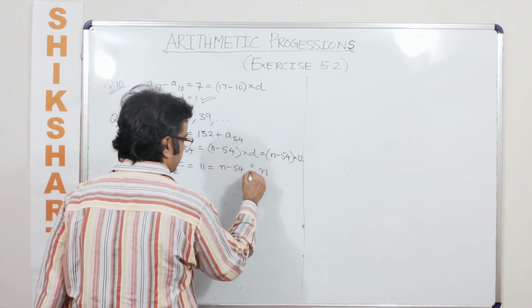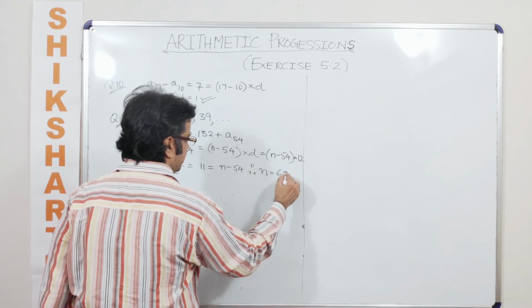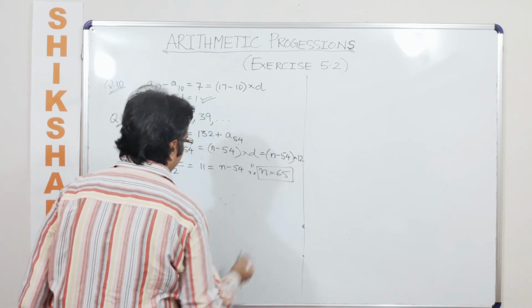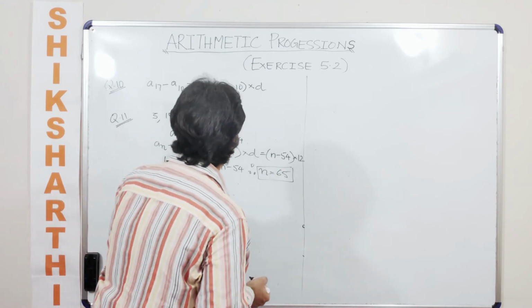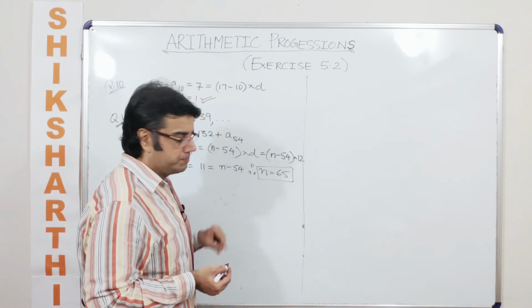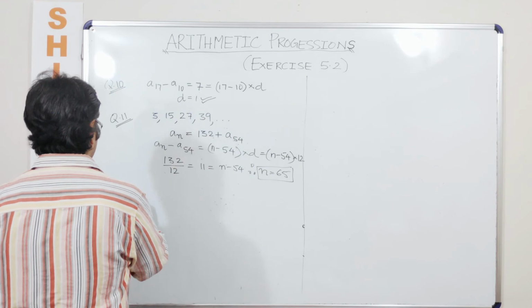Therefore, what is the value of N? N should be equal to 65. So the 65th term of this series is 132 more than the 54th term. Let's move on to question number 12.